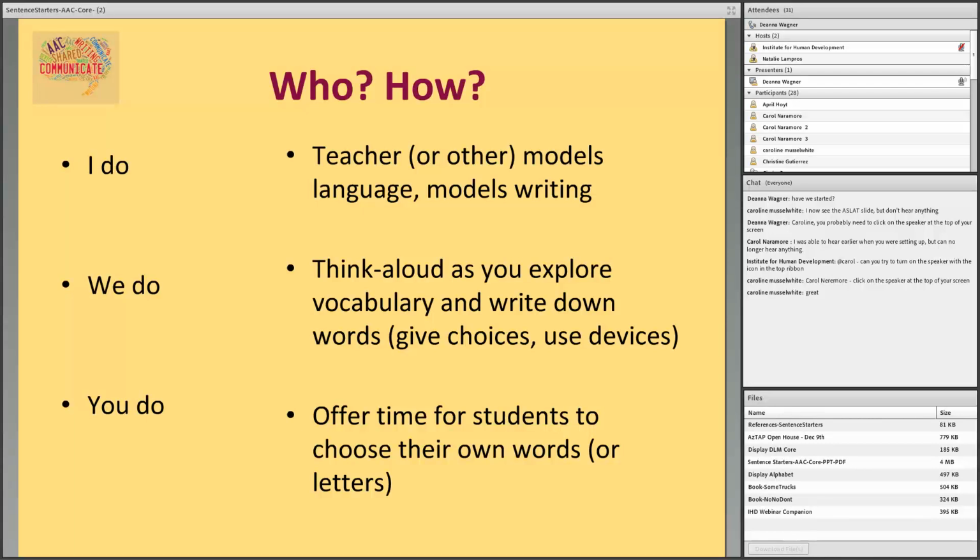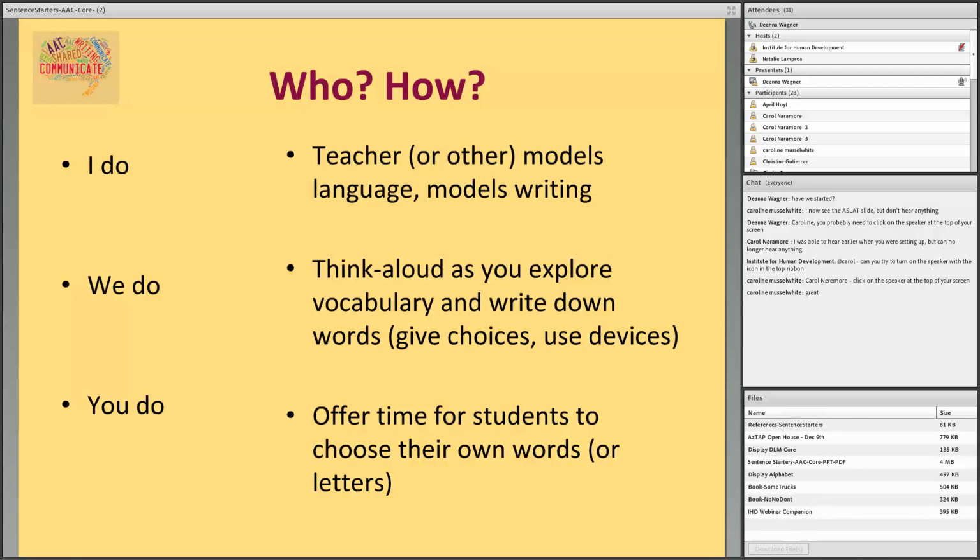So when I do the first day chart, I make sure that I model the language and I model writing. So I'm writing the items up on the chart, and I'm also helping them explore their vocabulary on their device to find the language to make the sentences. So we make sentences together.